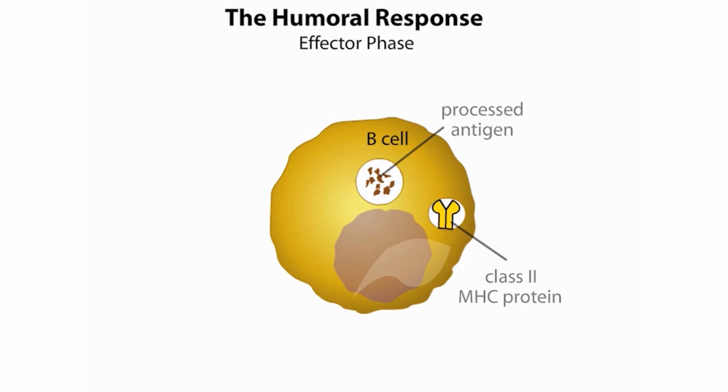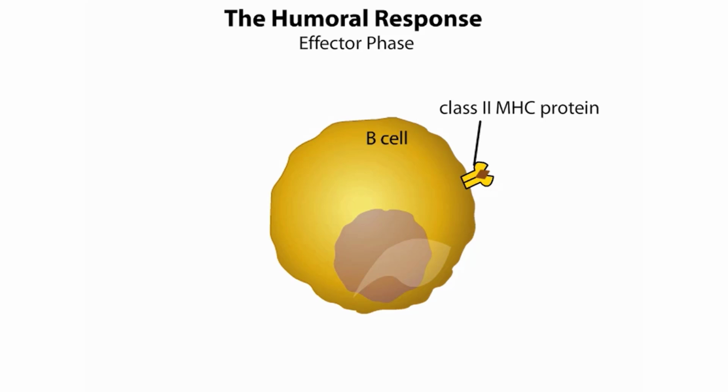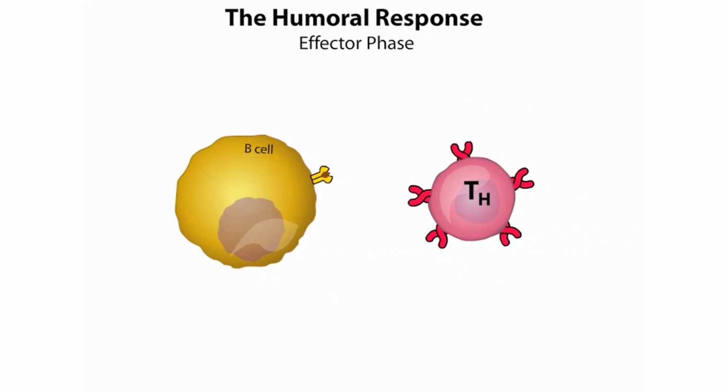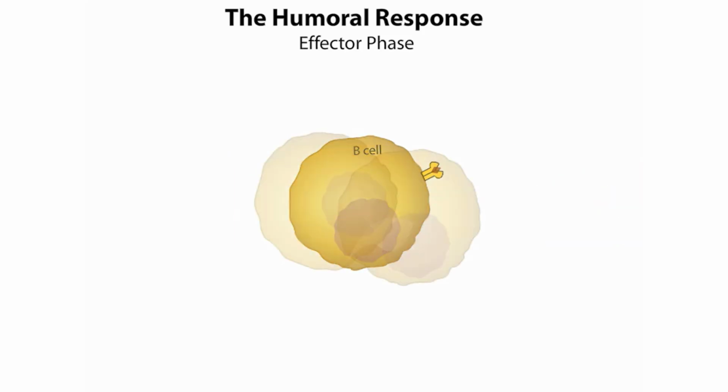The processed antigen is then attached to class II MHC molecules and displayed on the surface of the B cell. A helper T cell from the clone of cells in the activation phase can now bind to the antigen displayed by the B cell. The T cell receptor specifically recognizes the antigen on the class II MHC protein. Upon binding, the helper T cell releases cytokines that stimulate the B cell to divide and create a clone of identical cells.